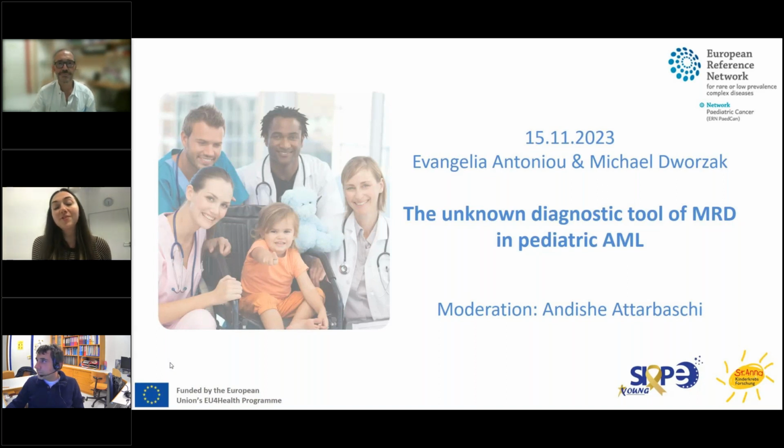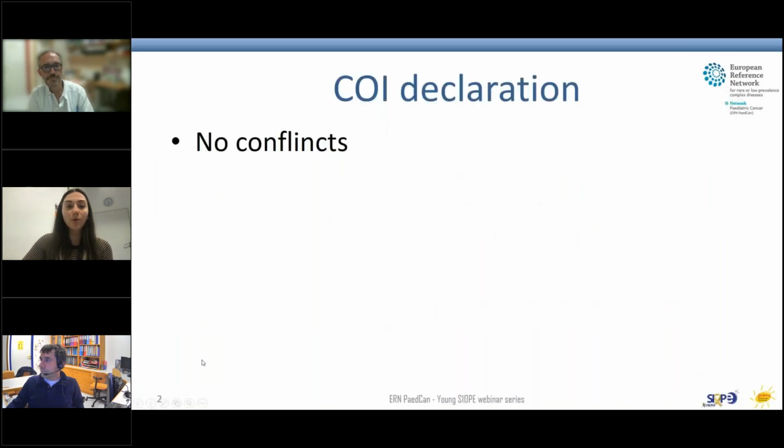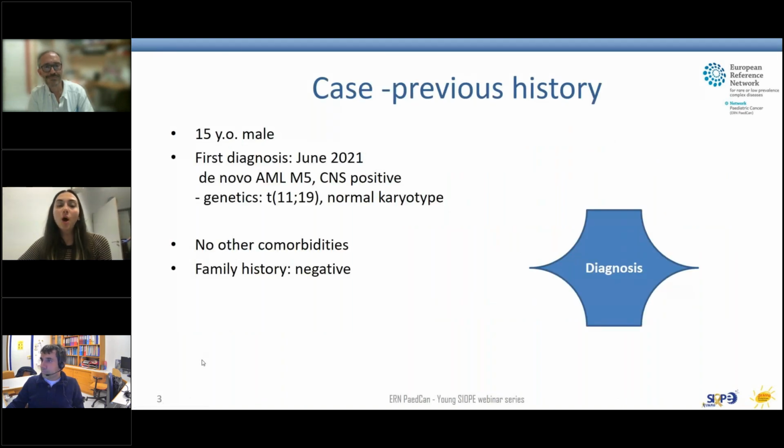It's my honor to present a case about the unknown diagnostic tool of MRD in pediatric AML. So we start. I don't have any conflicts to declare, and we will start with our first case. I will talk about a 15-year-old male who was diagnosed in June 2021 with a de novo AML M5 and had a CNS involvement. About the genetics, he had a detection of translocation 11;19 and a normal karyotype. No other comorbidities were mentioned, and the family history was negative.